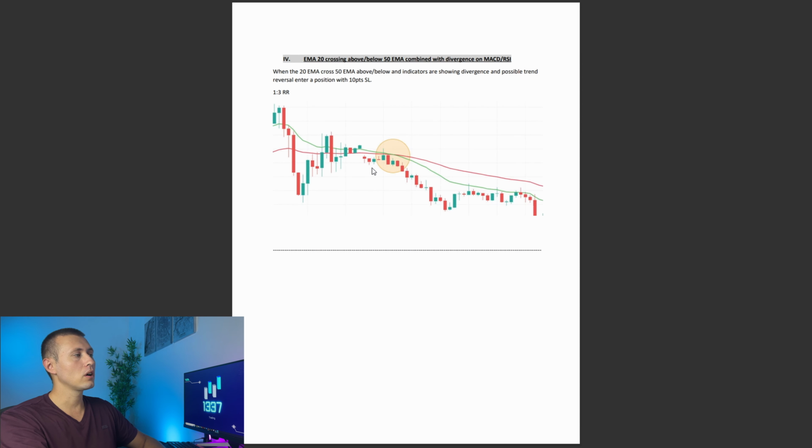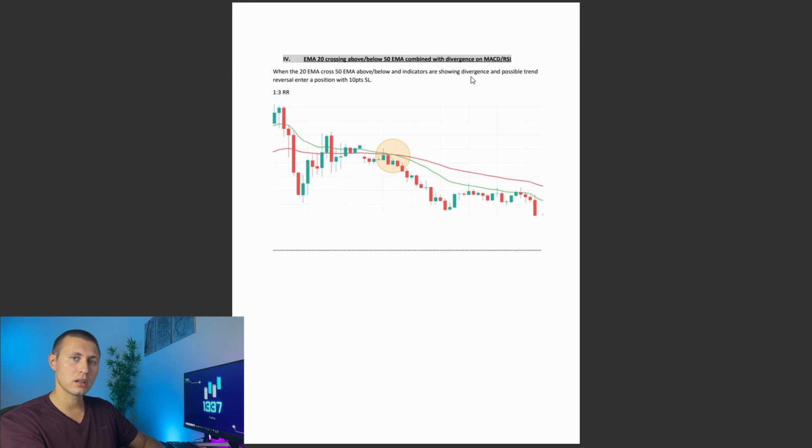And if it crosses this from the downside to the upside, you will consider it a buy position. So it says here, when the 20 EMA crosses the 50 EMA above or below and indicators are showing divergence and possible trend reversal, enter a position with a 10-point stop loss, 1 to 3 risk-return. What do I mean by indicators showing divergence and possible trend reversal?